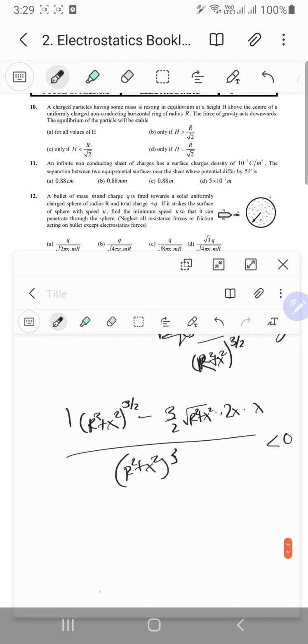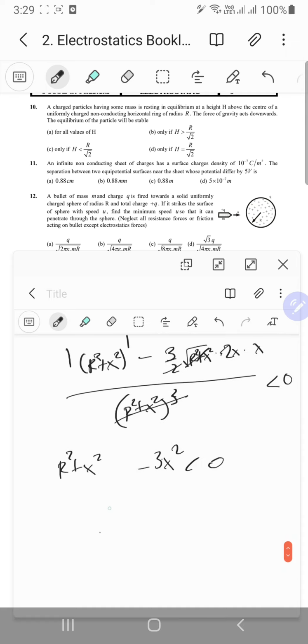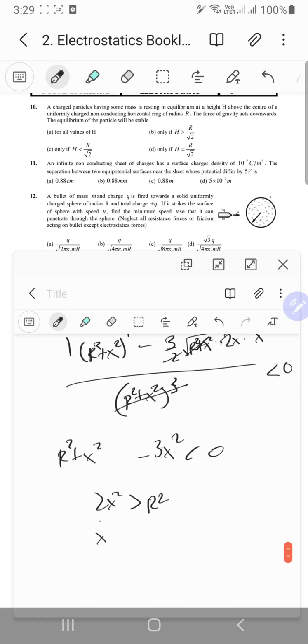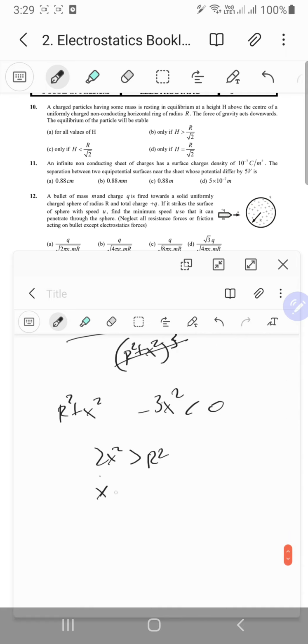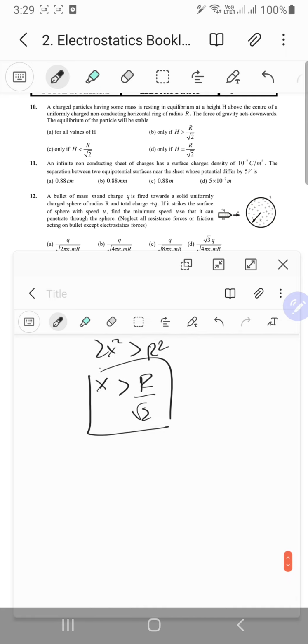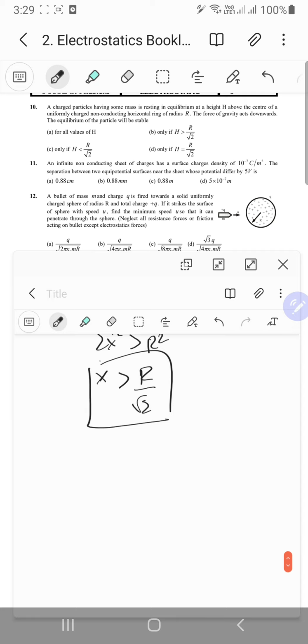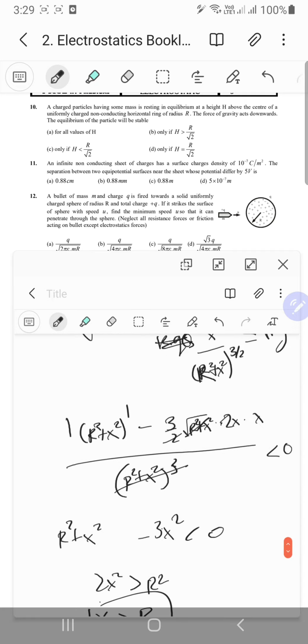Okay, well, this is a positive constant, so don't mind that. And the square root of r squared plus x squared, that's also a positive constant, so don't mind that. So just 1 now, then this is gone. 2 cancels, it's got 3x squared over there, so r squared plus x squared minus 3x squared is less than 0. So 2x squared is bigger than r squared. So we could have done all that calculation, or we can just go like this. x is bigger than r upon square root 2. Nice. So if h is bigger than r upon square root 2, it will have this property.